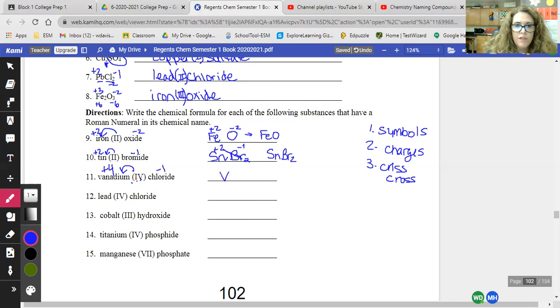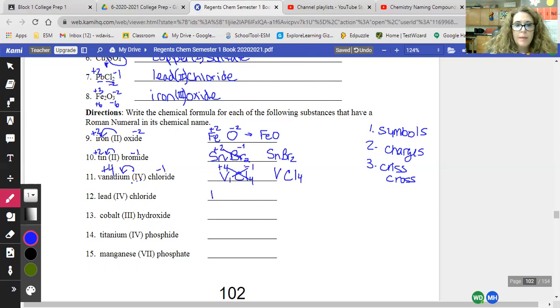So symbols V and Cl, grab our charges. The Roman numeral told me this is a +4, and the periodic table tells me -1. So crisscross: I'm going to bring the 4 down here, and then 1 for the vanadium, but we don't yet write the 1. So V and Cl4.